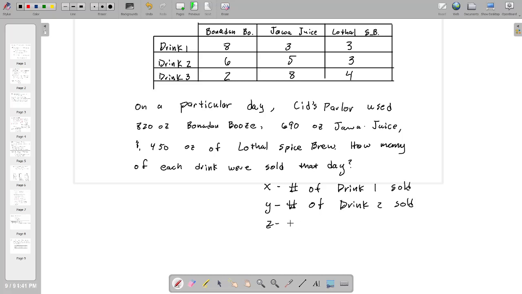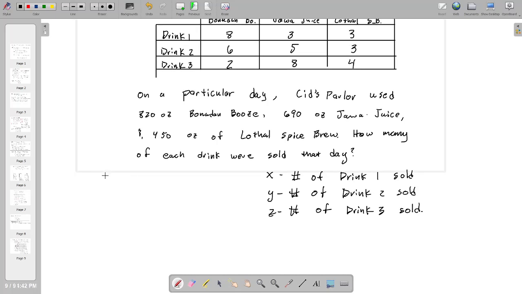And z, of course, is going to be the number of drink 3 sold. So here, 8x ounces of Bonnet & booze used in just drink 1. Sid's Parlor sold a certain number of drink 1s, that's x. Each one of the drinks that they sold from drink 1 has 8 ounces of Bonnet & booze in it. That means that 8x will be the total number of ounces that we used to make drink 1 and sold.